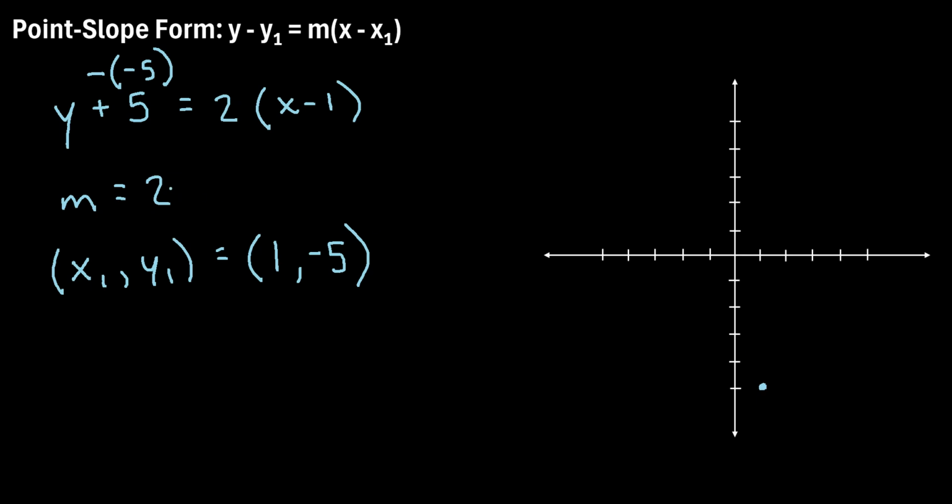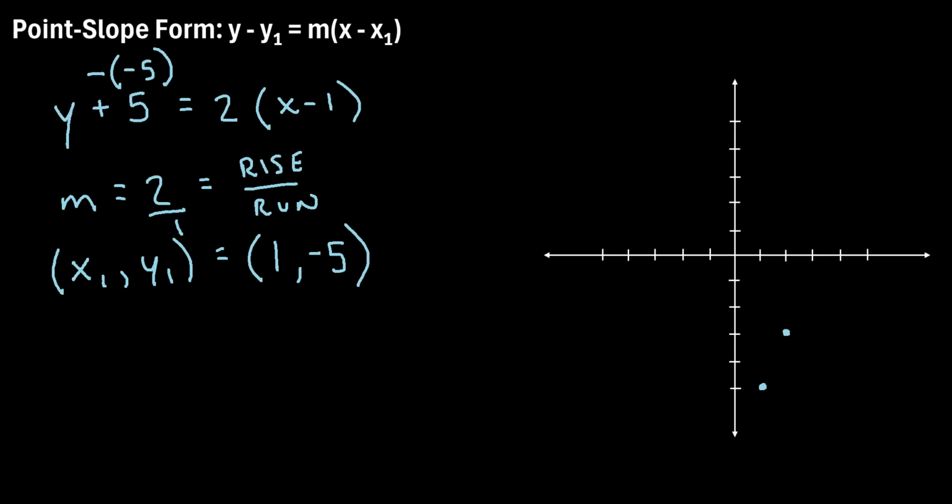And our slope is 2. Now remember, slope is equal to rise over run. So if we want to think of this as 2 over 1, that could be helpful. So that tells us go up 2 and to the right 1. So if we go to our point, we go up 2 and to the right 1, right about here.